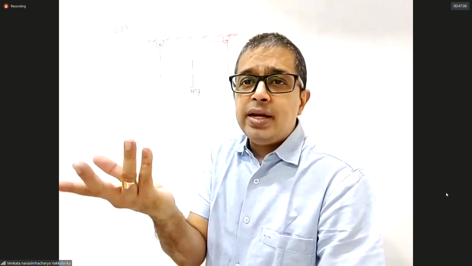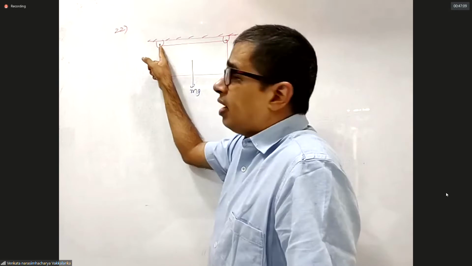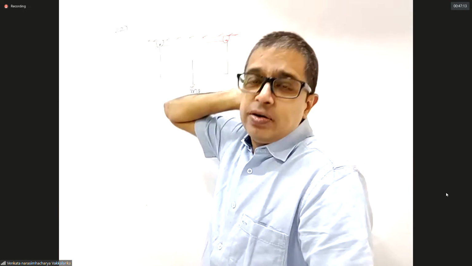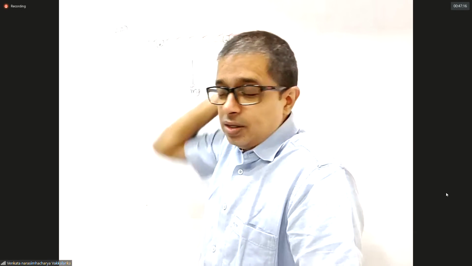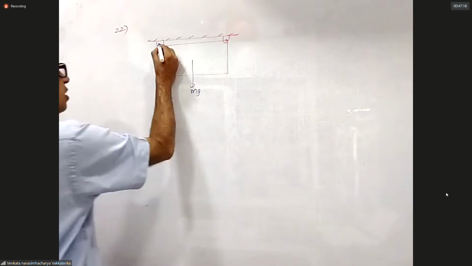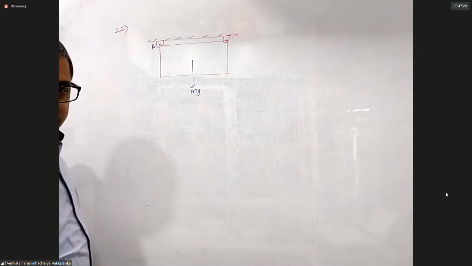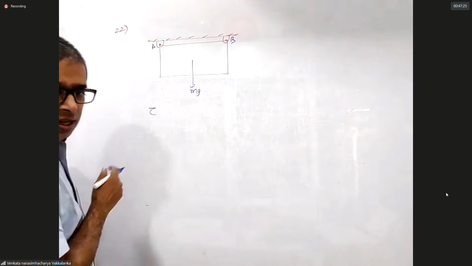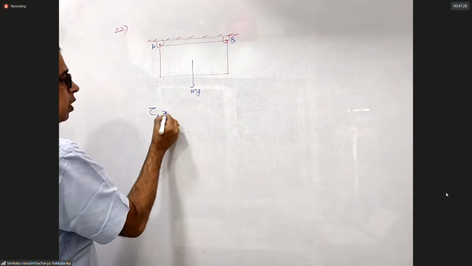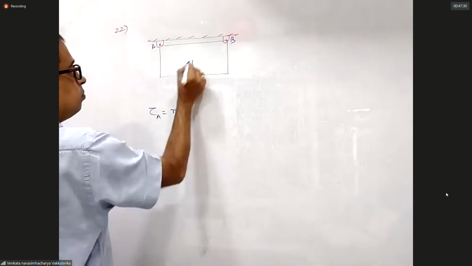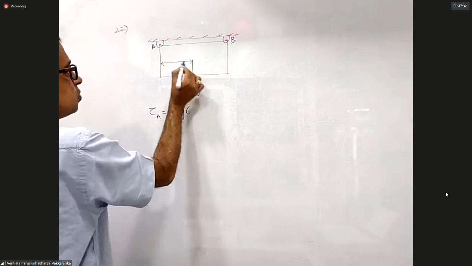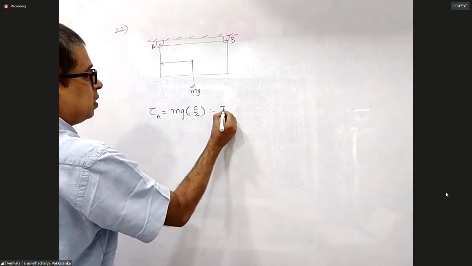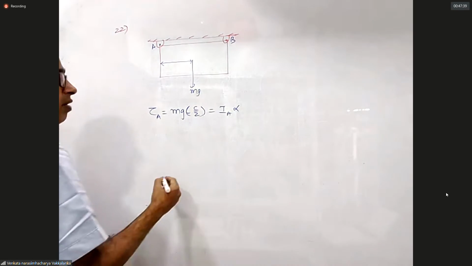So if I take the torque about center of mass, I'll have to include the x component and y component of the normal force. So you cannot take the risk. Take the torque about A. What did they ask? Angular acceleration of the plate. Torque about A is mg into this distance. That distance is c by 2, so mg c by 2 is equal to I about A into alpha.